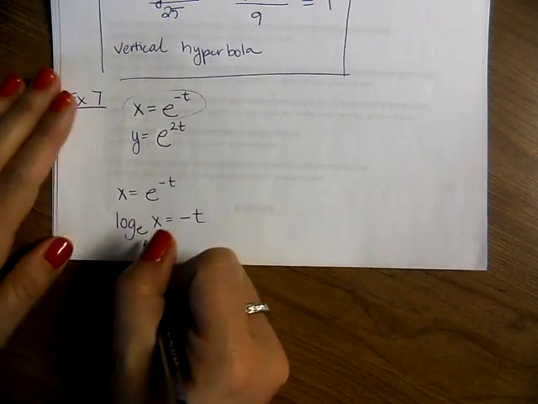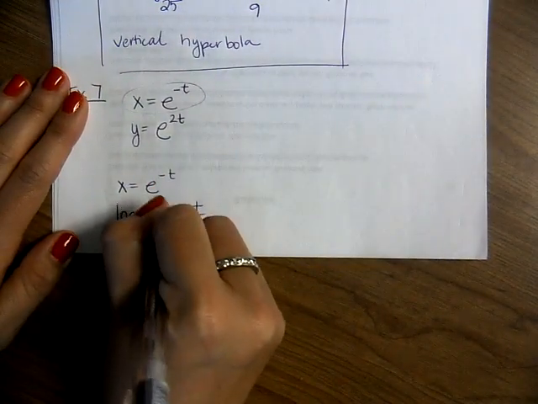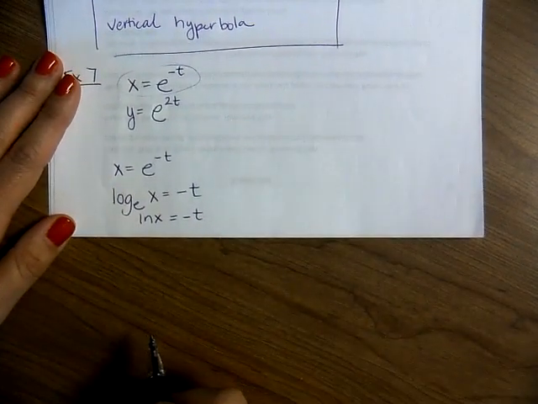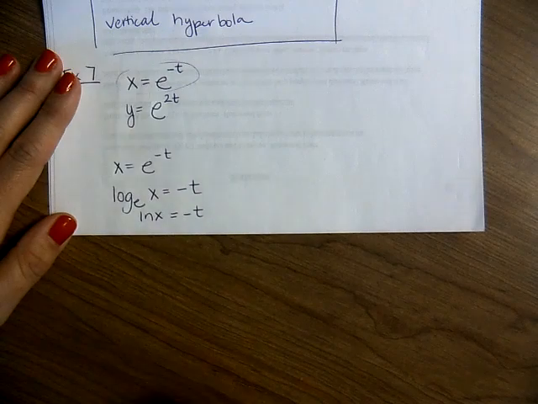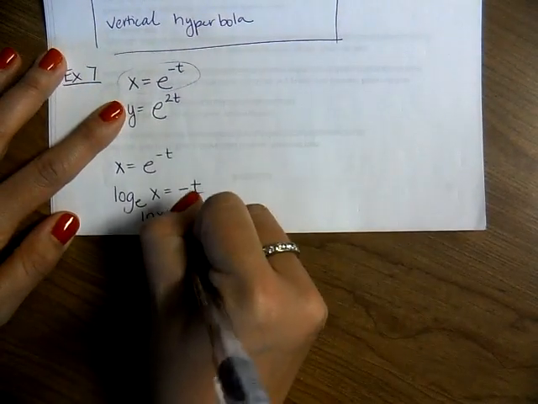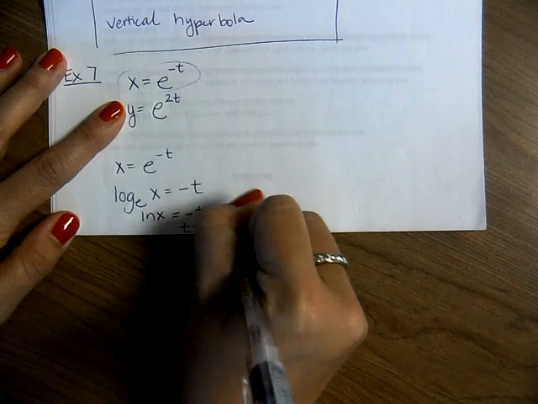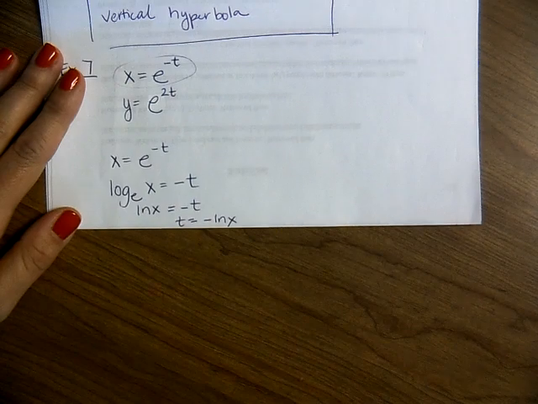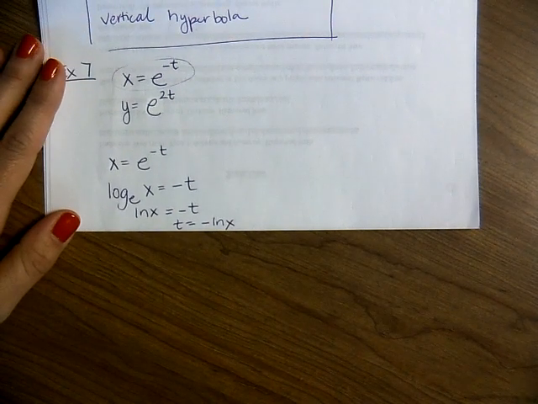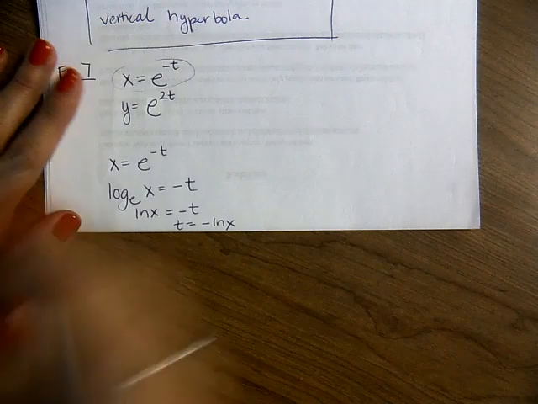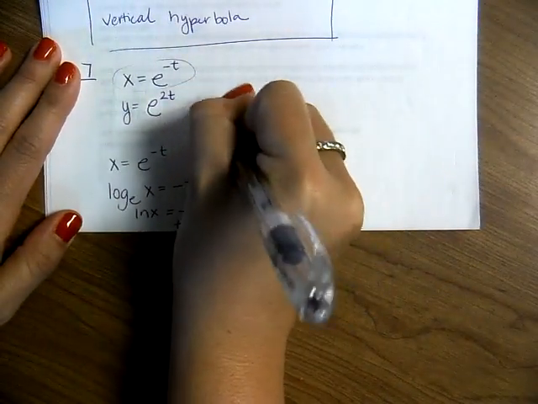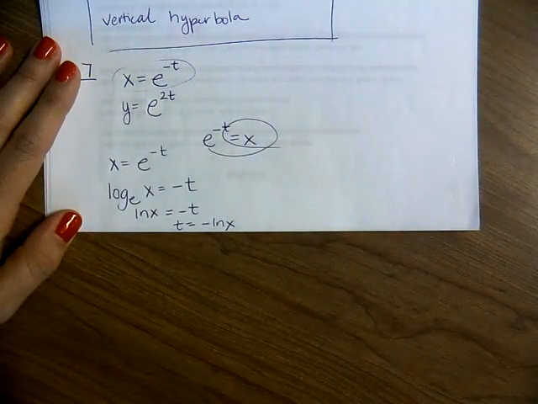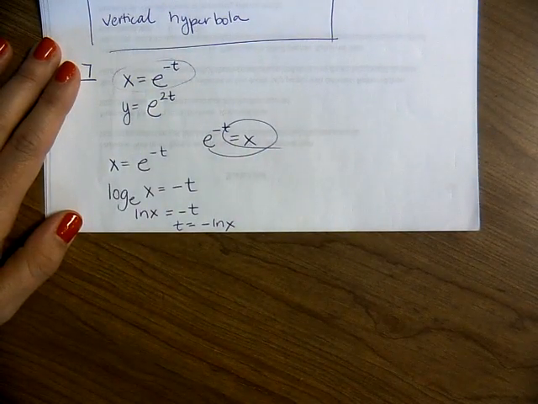So now, I'm going to change this log base e to natural log of x because we don't write log base e. t is still not by itself, so what do I need to do? Just divide by negative or multiply by negative 1. So t equals negative natural log of x. Are you with me? Okay. Remember we used to write it so that it was like this. We just wrote it backwards.